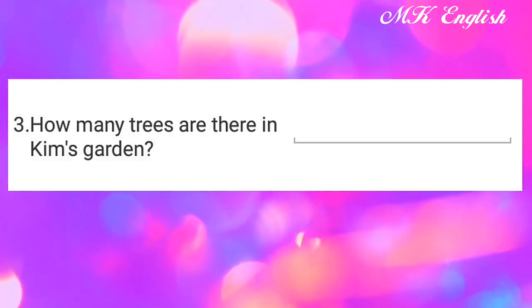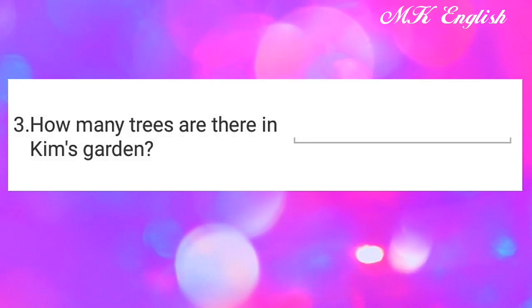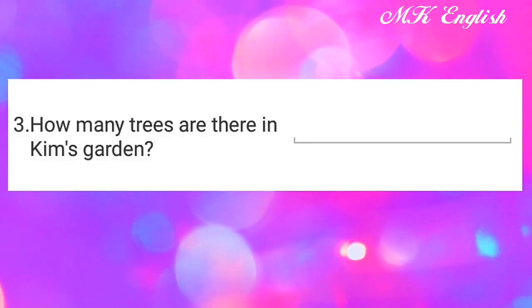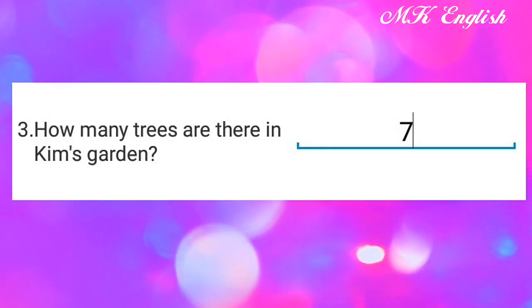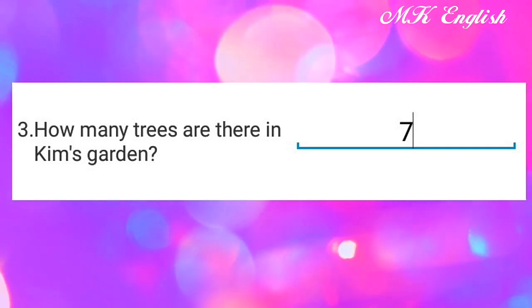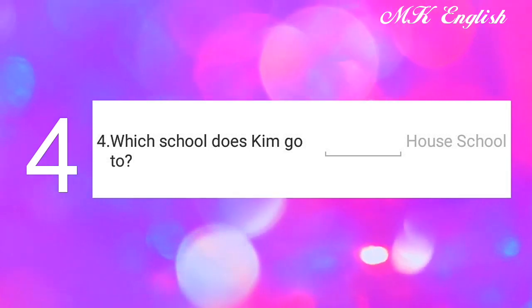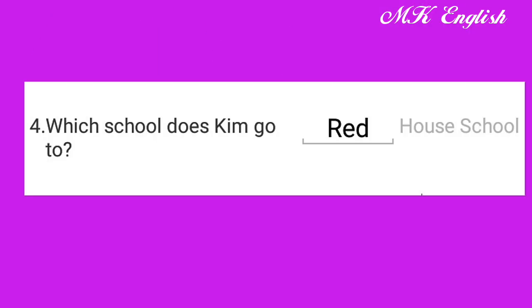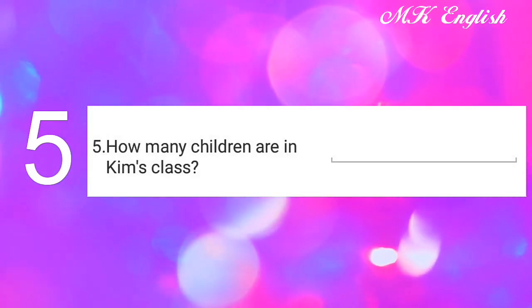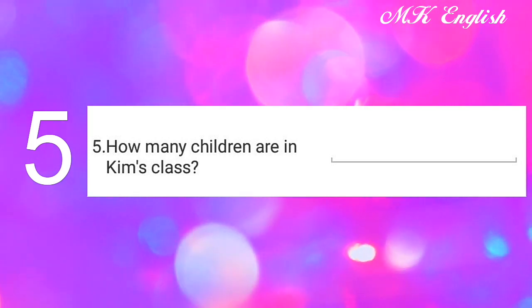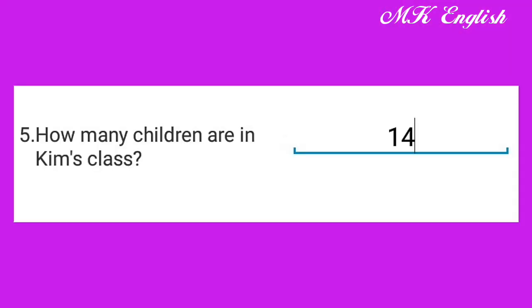Three. Do you have a garden at your house? Yes, and there are 7 trees in it. How many trees? 7. It's a big garden. Four. And where do you go to school? I go to Red House School. Is that R-E-D? Yes, that's right. Five. And how many children are in your class? There are 14. 14? That's a small class. It's okay. I'm very happy there. That is the end of part 2.